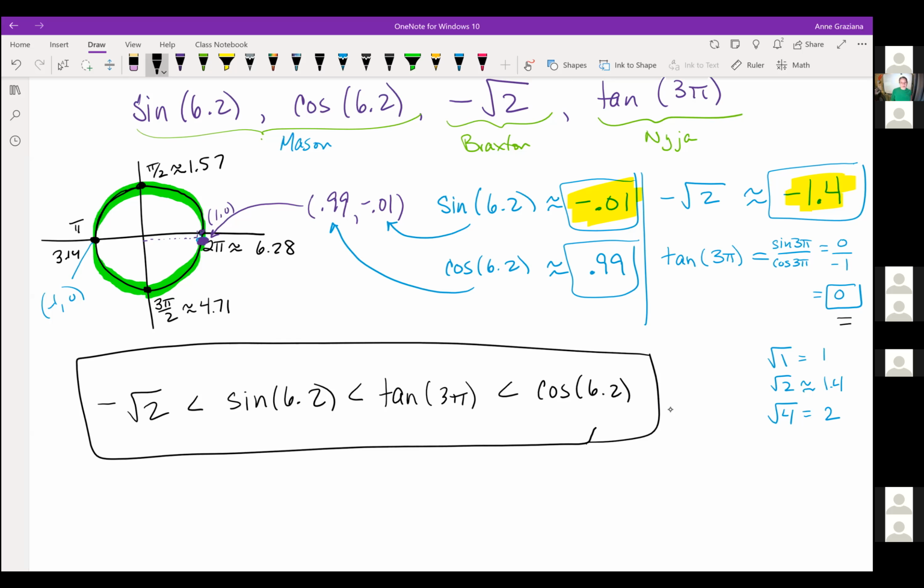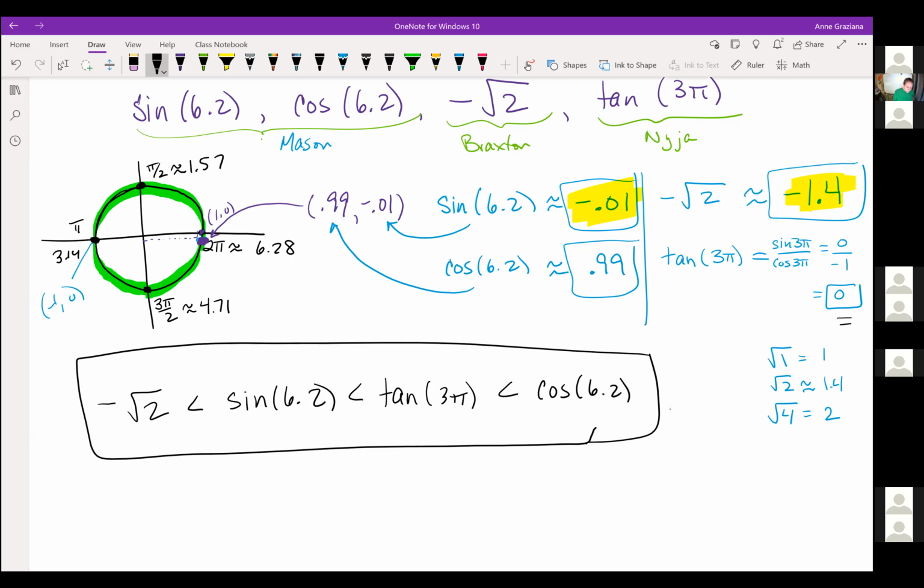Yes, you're right. Tan of pi and tan of 3 pi are the same. All right, so how about this? Give me a thumbs up if you got this order correct without using a calculator or checking it. All right, 1, 2, 3, 4, 5. Okay, good. 6, nice. All right.